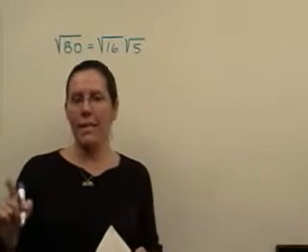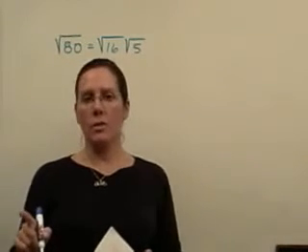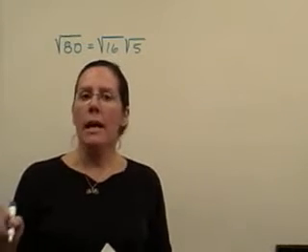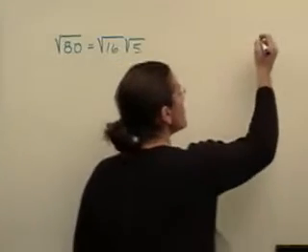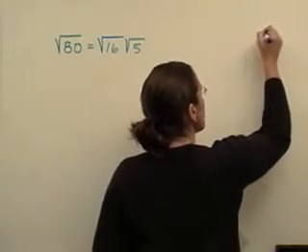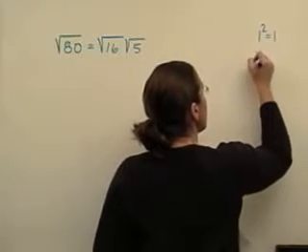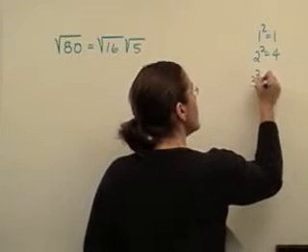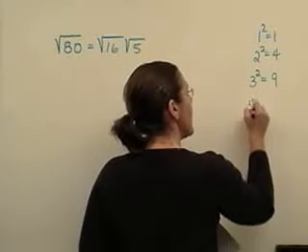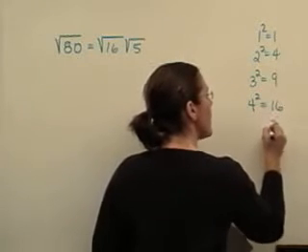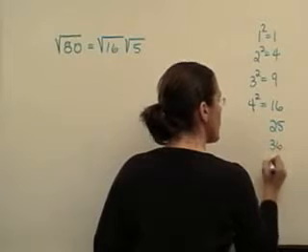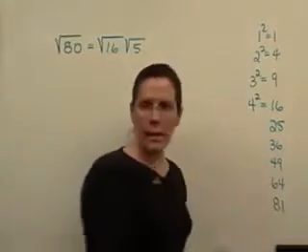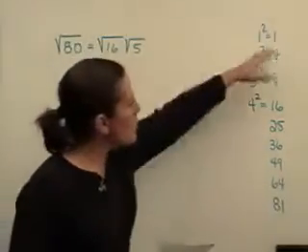I picked the 16 and the 5 because 16 is a perfect square. I could have used a 4 and a 20 because 4 times 20 is 80 and 4 is a perfect square. As a matter of fact, here's my list of perfect squares. The first one is the number 1 because 1 squared is 1. The next one is the number 4 because 2 squared is 4. The next one is 9. And the next ones are 16, 25, 36, 49, 64, 81, 100, etc. Those are all called perfect squares.